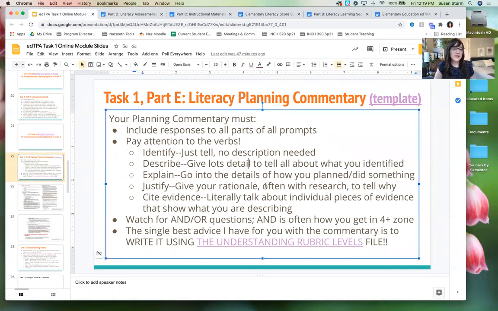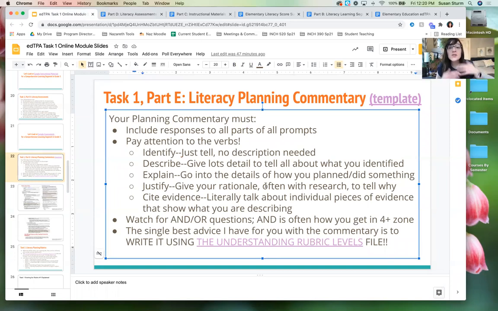And in this, basically, all you have to do is include responses to all parts of the prompt. And this is what makes people crazy in the edTPA. Pay attention to all the verbs. If they ask you to identify, that means just tell it. You don't have to explain. If they ask you to describe, that means give some more detail about the thing you identified.